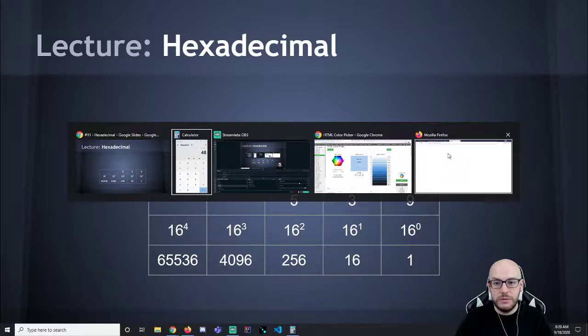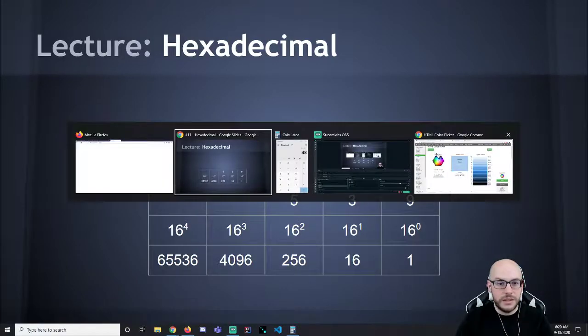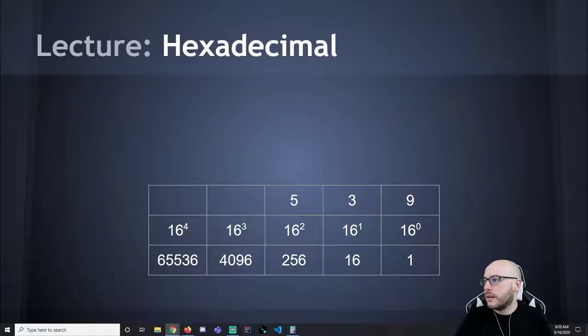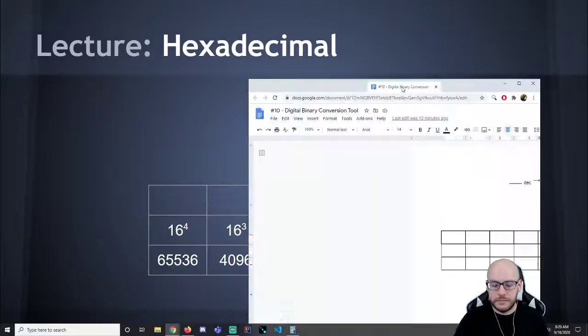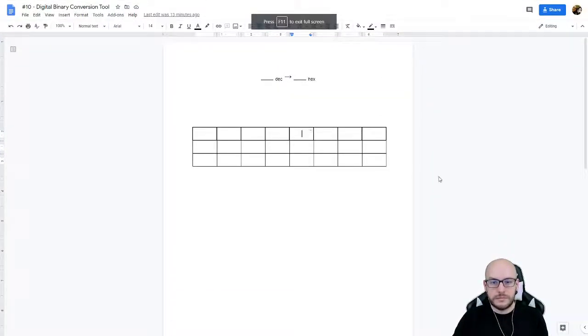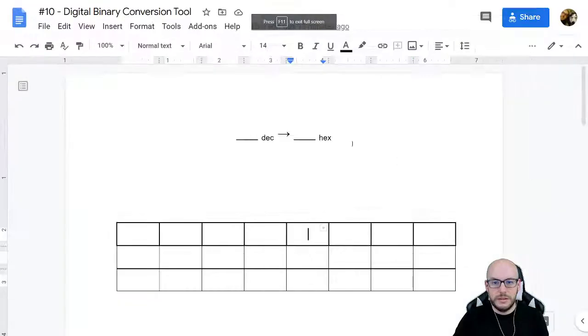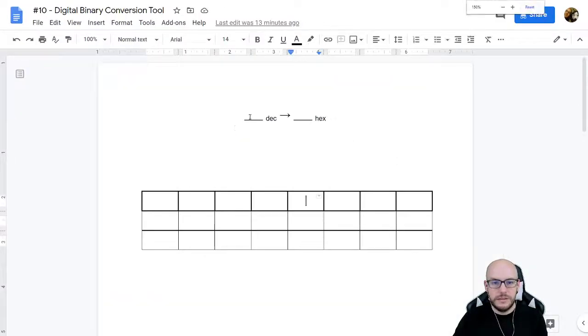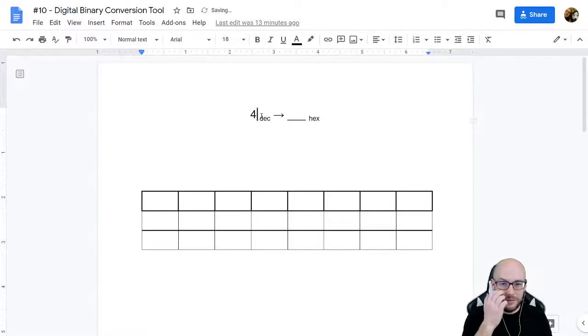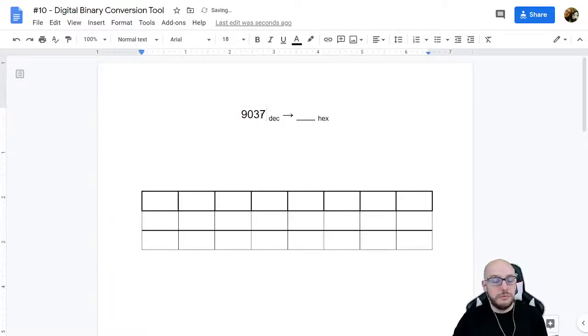So why don't we do one more conversion? I don't have one prepped in the slide, so I'll just do it on the fly. I'll go a little bit larger than 256. Well, let's go a little bit larger maybe than 4,096. Let's do something like, I don't know, 5,000. Let's do like maybe 9,000. Let's go over 9,000.